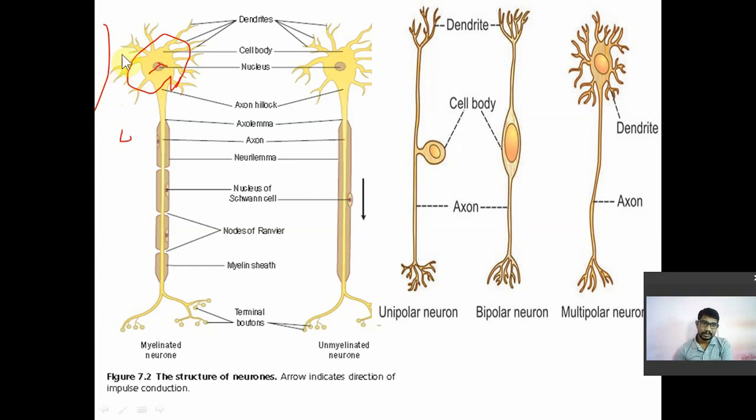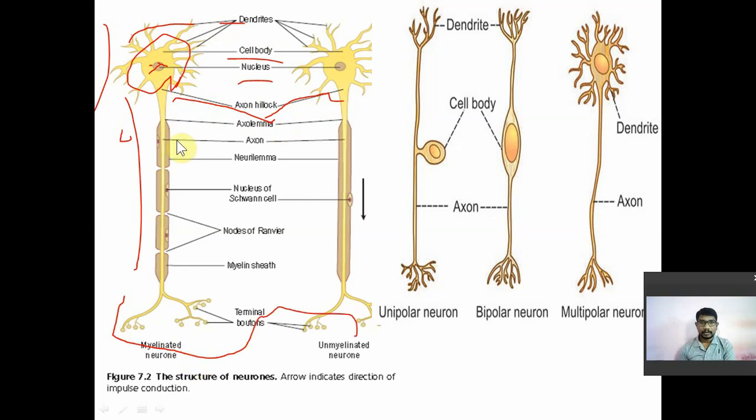Now this is a structure of an axon. This is the structure which is known as the cell body. These are nothing but the dendrites. You can see cell body, dendrites. This is known as the axonal hillock. This part is known as the axon. This part is known as the terminal buttons.